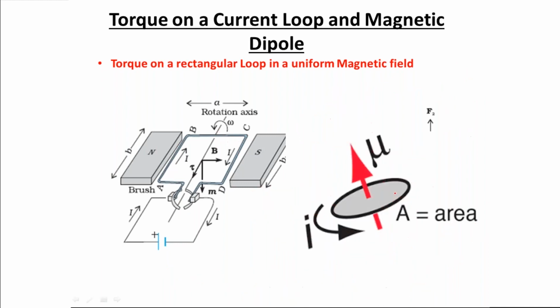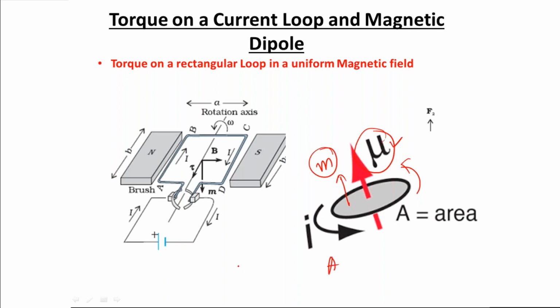See, if you have a current loop like this and the current is in the anti-clockwise direction, you can use the thumb rule, which is actually the right hand grip rule. If you grip the wire with your four fingers such that the tips of the fingers are in the direction of the current, then your thumb goes in the direction of magnetic moment. Mu is also sometimes written as m in your book. So this is the direction of m, like this.